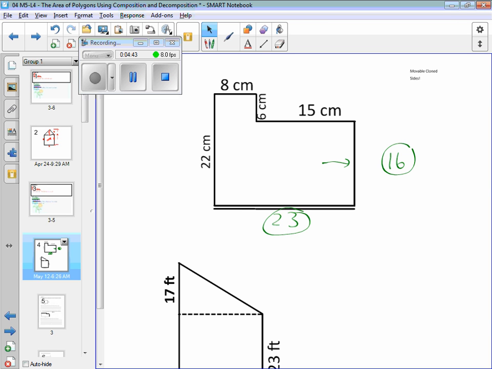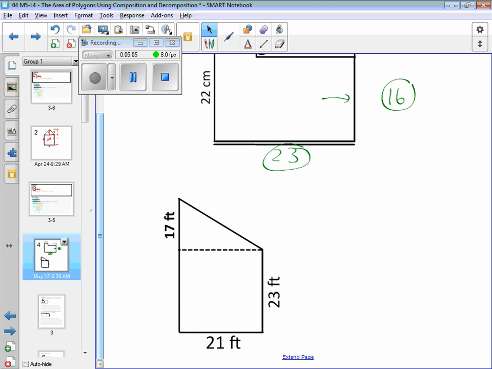Oh, look, 16 plus 6, right? Here's my 6. 16 plus 6 makes the whole of 22. Make sense? Yes? No? Maybe? Yeah. Okay?